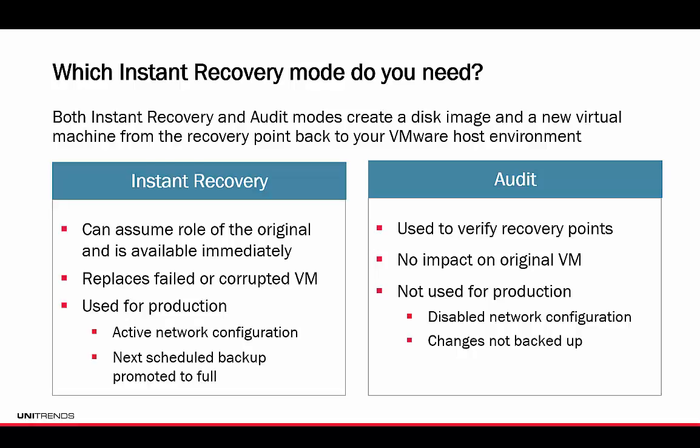There's also the audit mode once again, and we're going to see the audit mode in my demonstrations later on. The audit mode is used to really verify your recovery points. It's really certifying that, yes, that is a good recovery point. I can see the machine booting up. I can log into it, and there is no impact to the original VM. Once again, it's not used in production. The network configuration is disabled, so it's not going to affect your production, and there's no changes to the backup strategy for it. It doesn't even know that you recovered it or played with it. It's not going to change anything within that structure either.